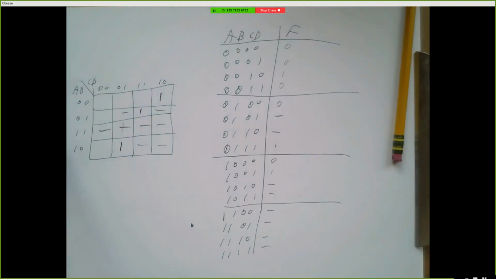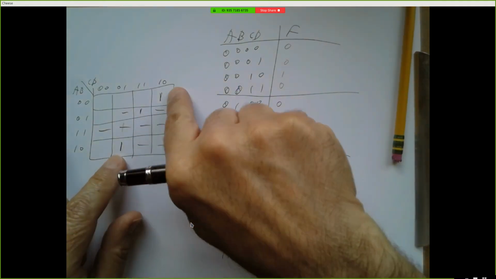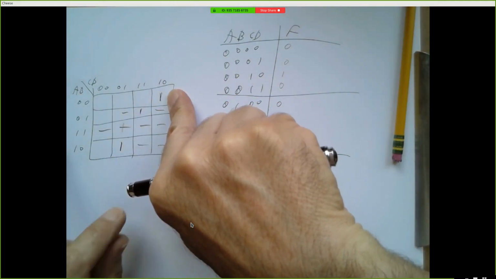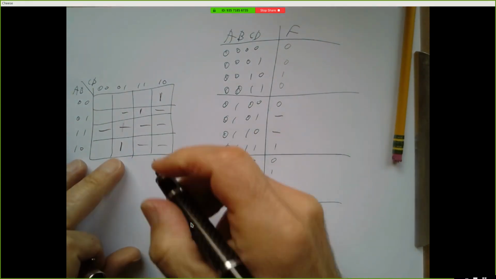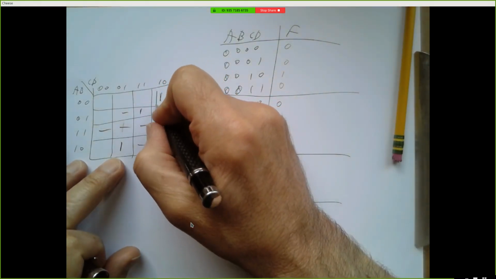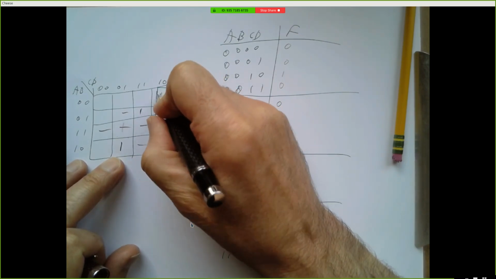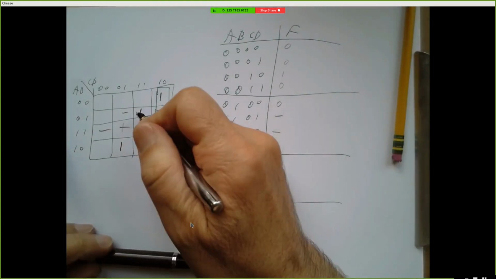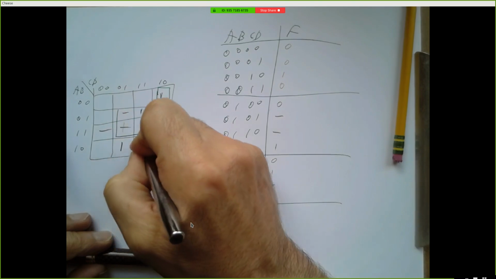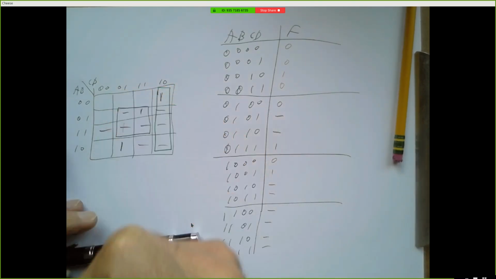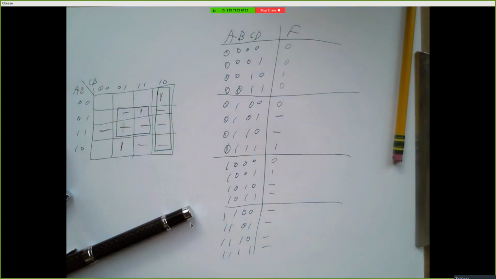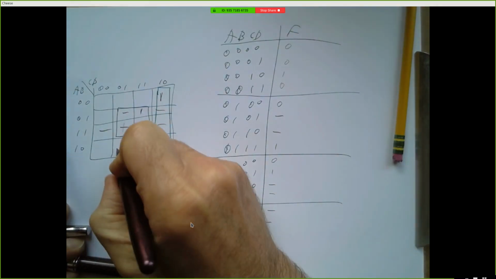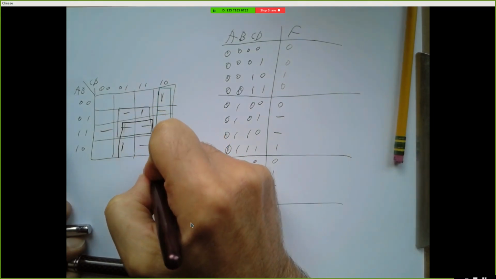Well, now I can go to rectangle town, right? I need to cover the ones. I don't need to cover the dashes, but I'm allowed to cover them. So first thing that jumps out at me is this one right here. I can cover that with a big rectangle, right? Big rectangles will be simpler terms when we write the sum of products. And then this one right here, I can see another rectangle containing 4 squares. And then this one down here, there's another 2x2 rectangle I can use.